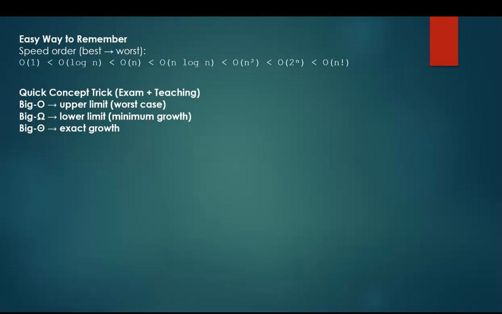So what is an easy way to remember the speed order from best to worst? It is order of 1 less than order of log n less than order of n less than order of n log n less than order of n squared less than order of 2 to the power n less than order of n factorial. The quickest trick that we all use for learning, teaching and examination is this: big O is the upper limit, worst case; big omega is the lower limit, minimum growth; and big theta is the exact growth, the tight bound.